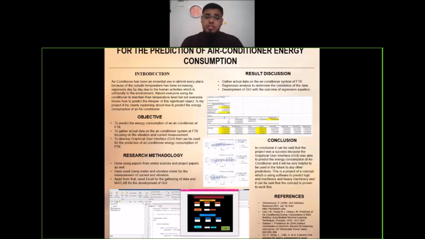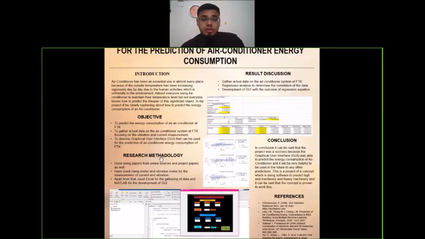So to develop the GUI that can be used for prediction of the air conditioner energy consumption, we might use some software such as Excel and MATLAB. Okay, so the research methodology.